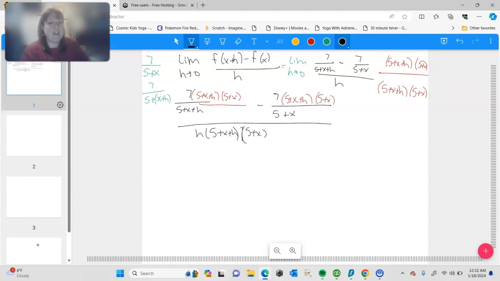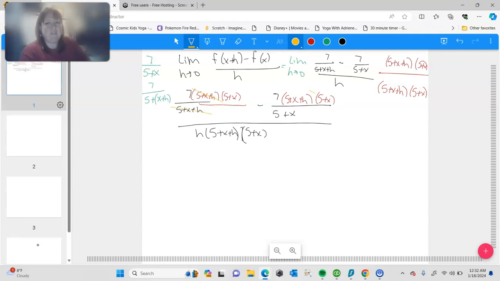Okay. And we're just not even going to expand anything at this point. We will get to the point of expansion after we've gotten rid of the denominators. But for now, we're just going to leave these all just multiplying together. So then we look and we see, well, I have a 5 plus x plus h up here and a 5 plus x plus h down here. So those actually cancel out.